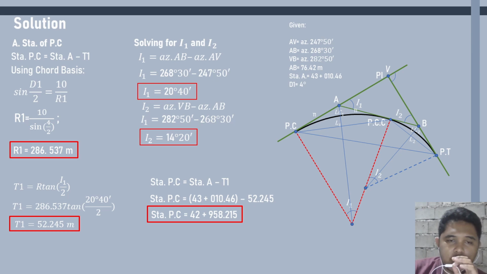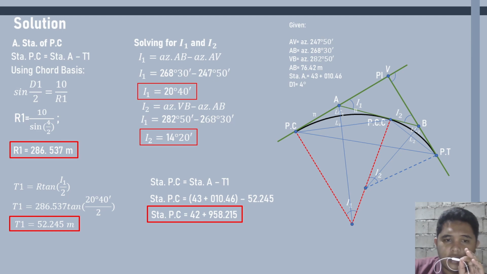So first, we are tasked to find the stationing of PC. So gitagaan man ta og stationing of A sa point A, pero gikan sa point A makuha lang nato si PC if we have the value of T1. So kailangan nato i-solve si T1. And how do we do that? We first need to solve for the radius.